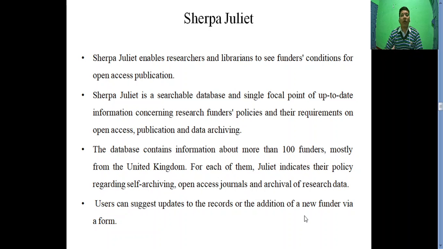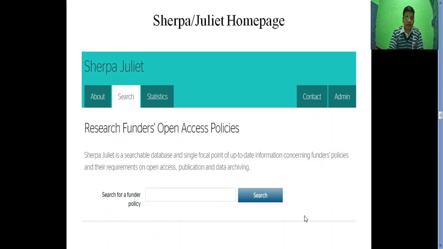The database contains information about more than 100 funders, mostly from the United Kingdom. For each of them, Juliet indicates their policy regarding self-archiving, open access journals, and archival of research data. Users can suggest updates to the records or the addition of a new funder via a form. The form is also available there.